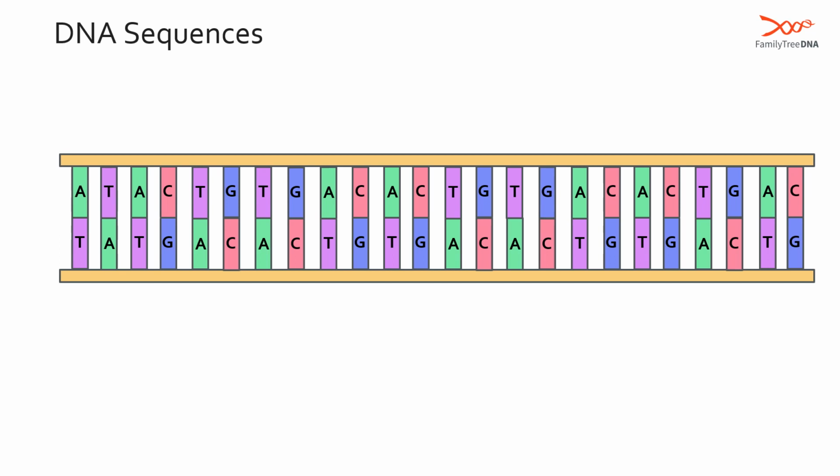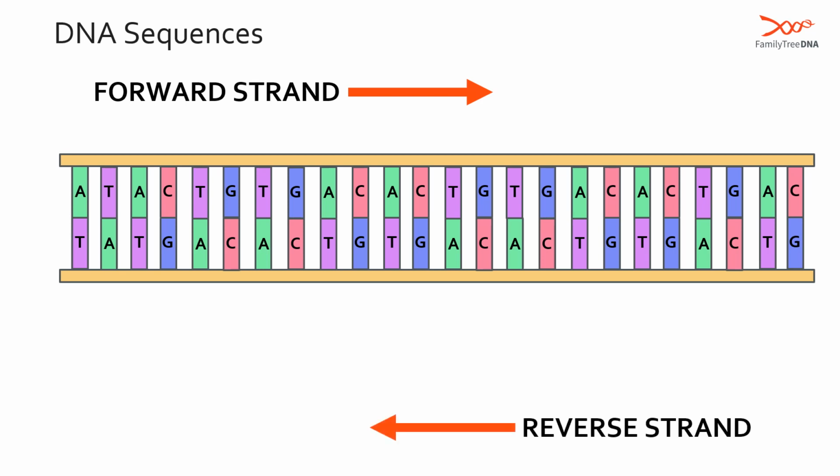If we take this helix structure of DNA and stretch it out so that it's in a straight line, it's going to look something like this. We can see that there's the two strands on the top and the bottom. We call these the forward strand and the reverse strand. It's not that one's facing forward and the other one's facing backwards. It's just a way to differentiate the two.